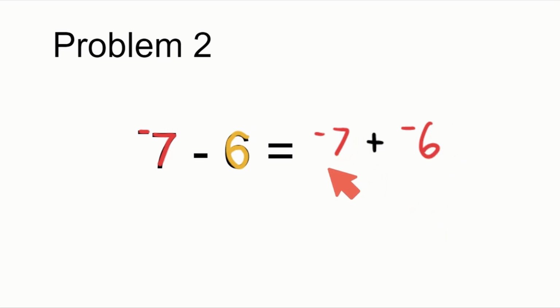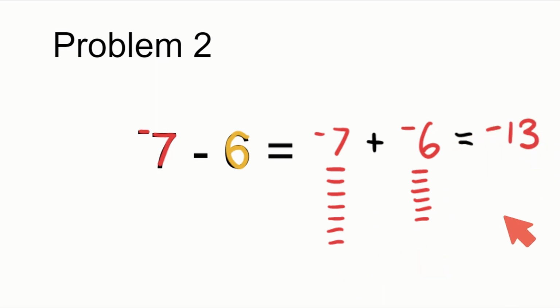Negative 7 is like having 7 negatives. Negative 6 is like having 6 negatives. And since we have the same types of chips, we're going to count these up. 7 negatives and 6 more negatives, that's going to be equal to negative 13.